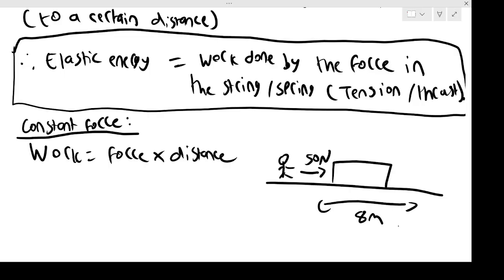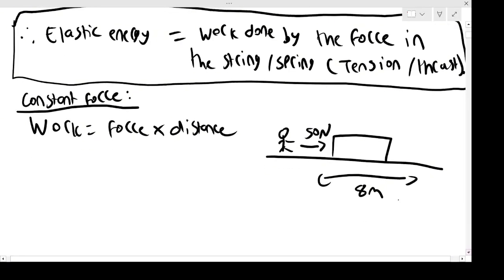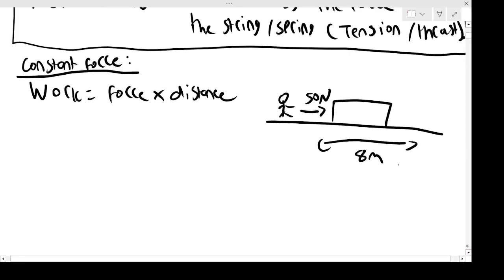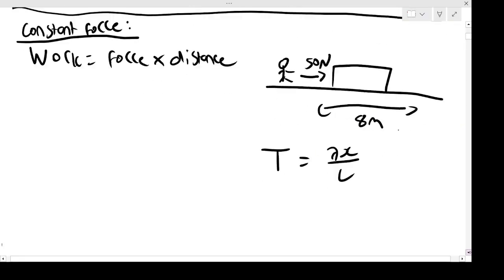So the force naturally, in reality, should change and vary throughout the journey, right? So it turns out that the tension, the force in the spring, will also change. Okay, it's not going to be a constant force. Well, we know that the force in the spring, so again, my tension thrust T here is lambda x over L. This is Hooke's law, you should be familiar with that.